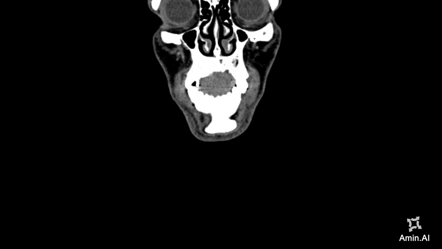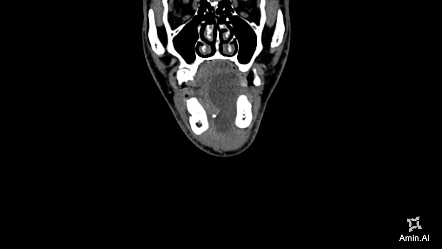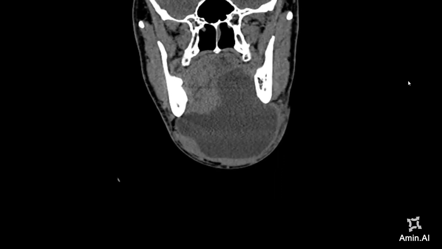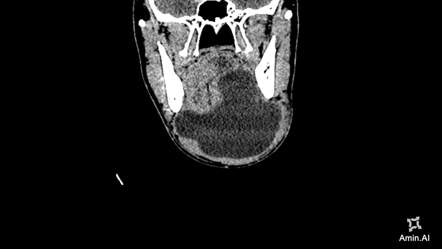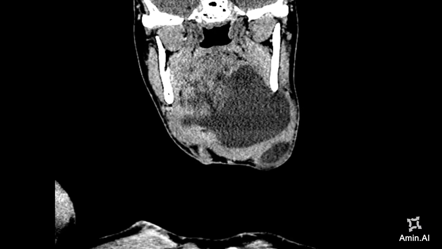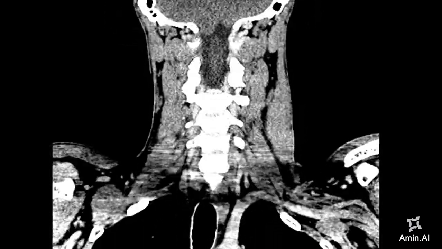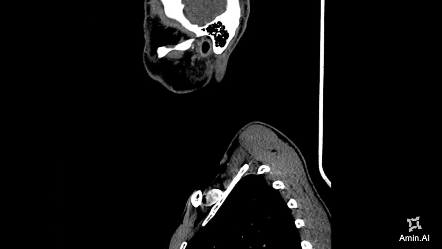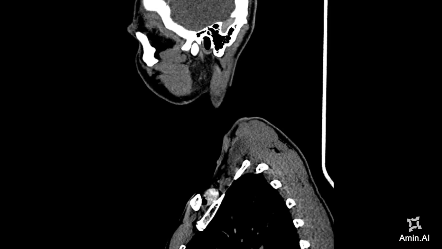These are the coronal images of the same patient, moving from anterior to posterior. And these are the last set of images, which are the sagittal images, moving from right to left.